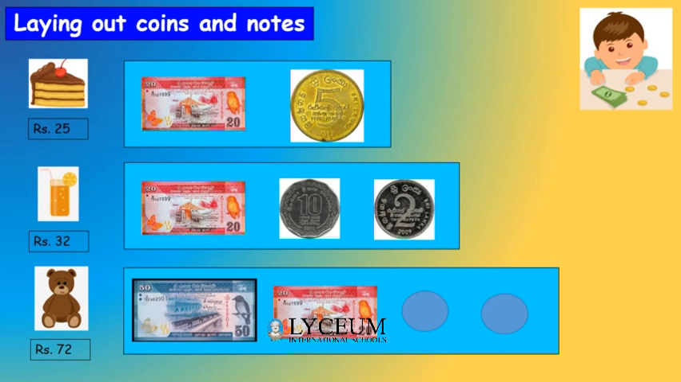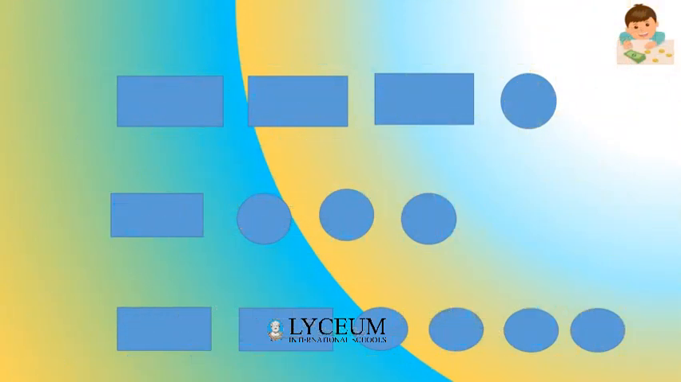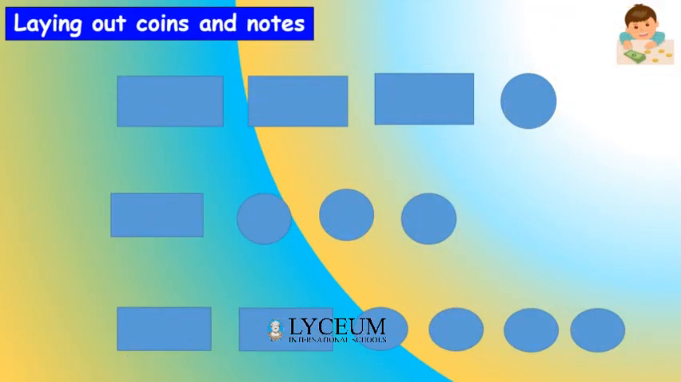Let's make the 2 rupees using 2 coins, right? How to make 2 rupees using 2 coins? Very good. You take a 1 rupee and another 1 rupee. Good. Let's move on with some more examples.